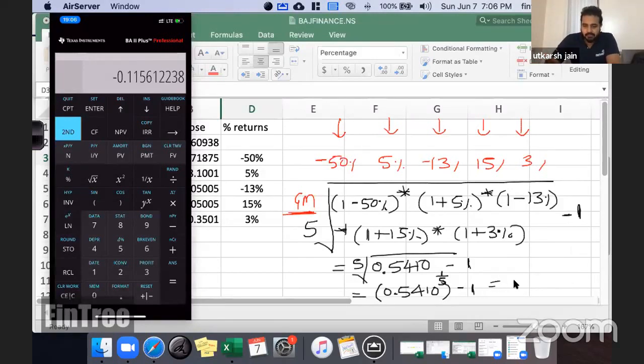So when you do that, you would get minus 0.1156, and minus 0.1156 is nothing but 11.56% negative. So that is your return that you've earned on Bajaj Finance on a monthly basis by calculating the geometric mean. Do you want to practice more? Should we do one more?